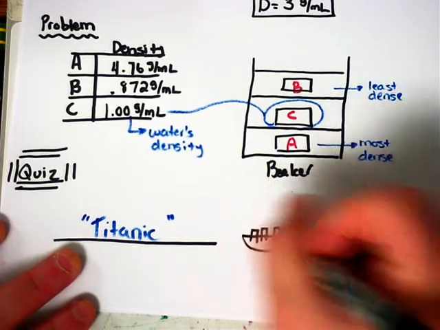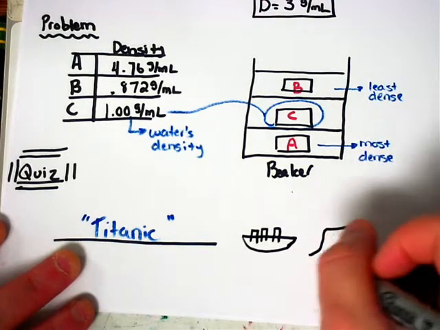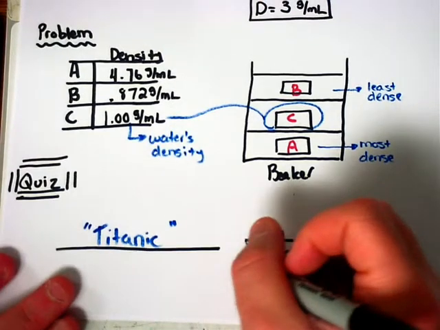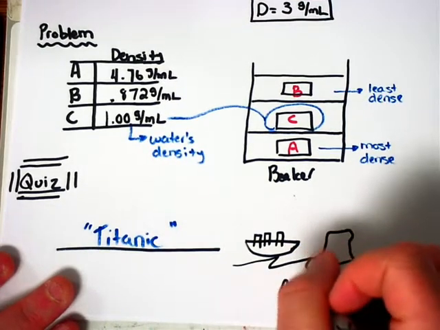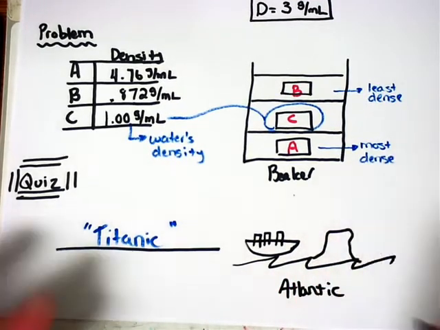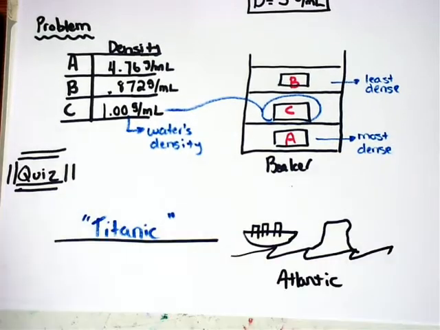There's little Titanic right there. And there's the massive iceberg, right? And of course, do you know what ocean they're in? Yeah, so they're in the Atlantic. And the Atlantic, of course, is extremely cold during that time of year. And actually, we're getting pretty close.